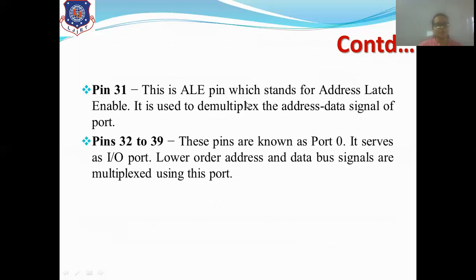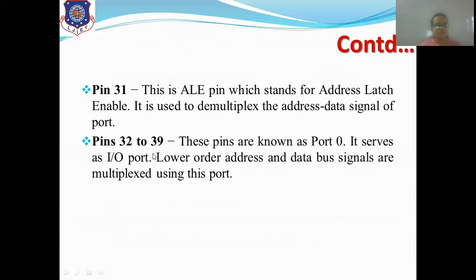Then pin 32 to pin 39. These pins are known as port 0. It serves as an IO port. Lower order address and data bus are multiplexed using these ports. This port is used as an IO port, but the alternate functions are the lower order address bus and data bus, that is AD0 to AD7, which are multiplexed using this port. So whenever there is a requirement of address bus or data bus, these pins will serve as the lower order address bus and data bus and will not work as an IO port, right?